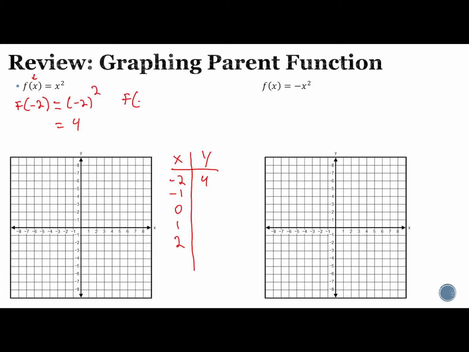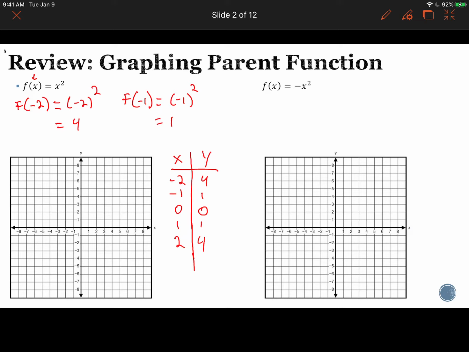Again, I'm going to do that one more time for you. F of -1, -1 squared, and that gets me 1. If I substitute 0, I get 0, 1, 1, 2, 4. Now I'm going to plot all these points. -2, 4 is about there. -1, 1, 0, 0, 1, 1, and 2, 4.